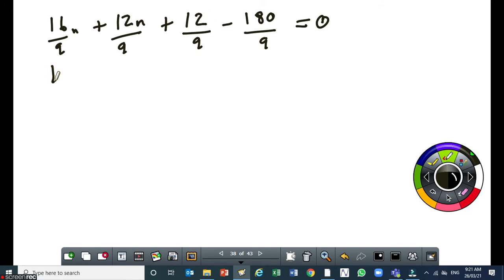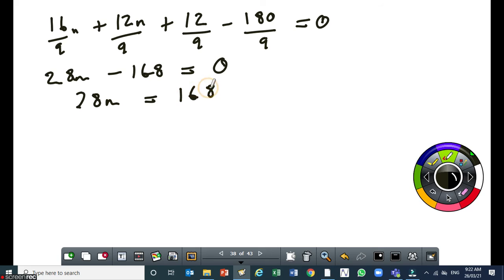So we end up having 16n plus 12, we get 28n. So this becomes 28n. Okay, if I subtract there, I'll get minus 168. This will be equal to 0. Okay, then write 28n is equal to 168. Then you divide both sides by 28. So you get n equal to what? N equal to 6.